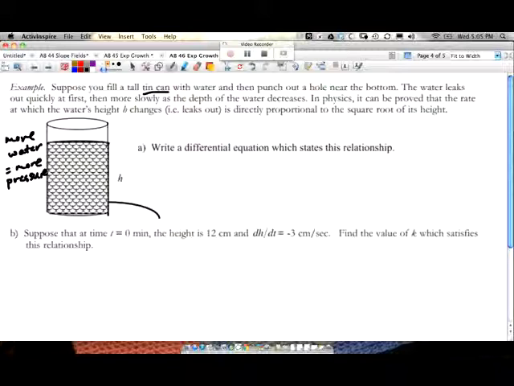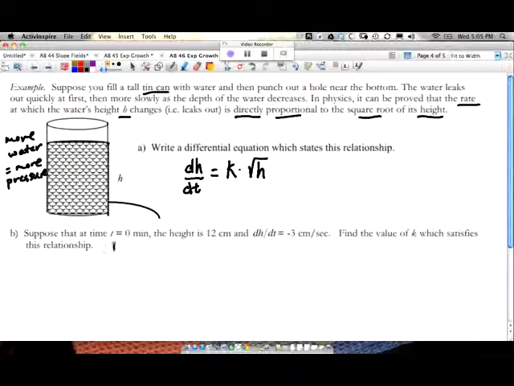What else are they saying here? In physics, it can be proved that the rate at which the water's height h changes, because stuff leaks out, is directly proportional to the square root of its height. So that's saying dh/dt, the rate of the height, is proportional, so that means k times the square root of its height, square root of h. Boom! That's what it means.